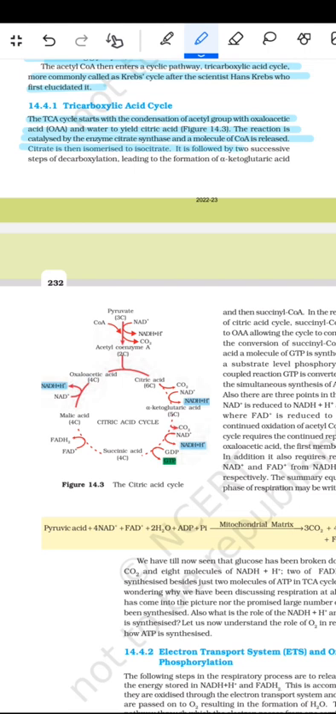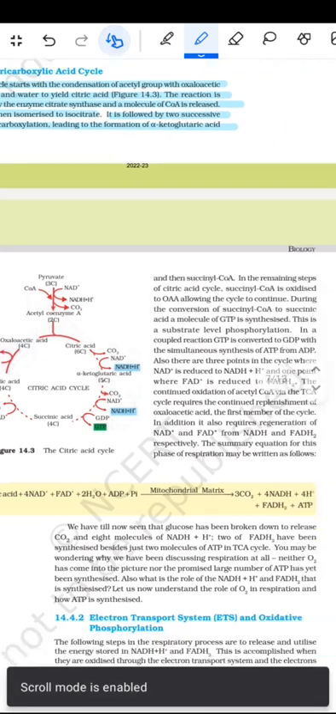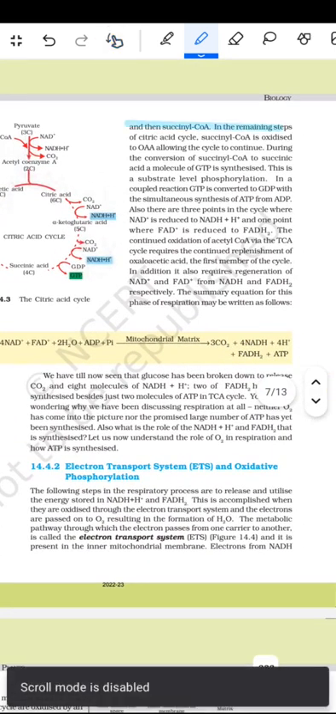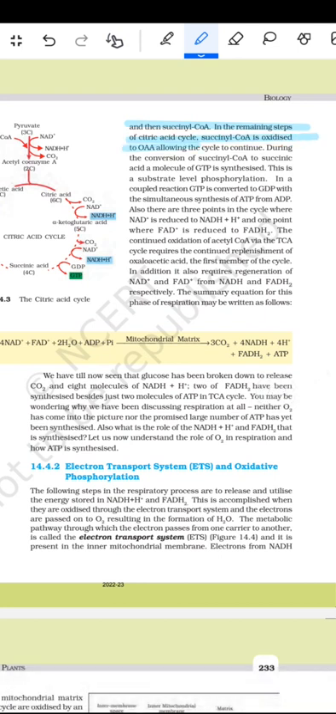Citrate is then isomerized to the isocitrate. It is followed by the 2 successive steps of the decarboxylation, which lead to the formation of the alpha-ketoglutaric acid and then the succinyl CoA. In the remaining steps of the citric acid cycle, the succinyl CoA is oxidized to the OAA, allowing the cycle to continue. Then the conversion of the succinyl CoA to the succinic acid and a molecule of the GTP is synthesized. This is a substrate level phosphorylation, SLP.